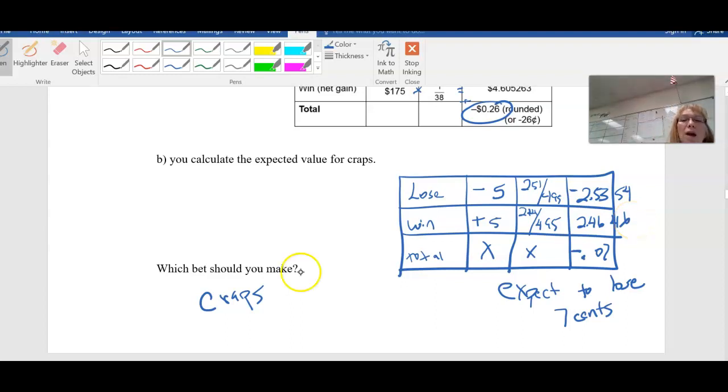So which bet should you make? The answer should be neither, because either way you're losing money. But if you're going to bet, craps is better than the roulette wheel.